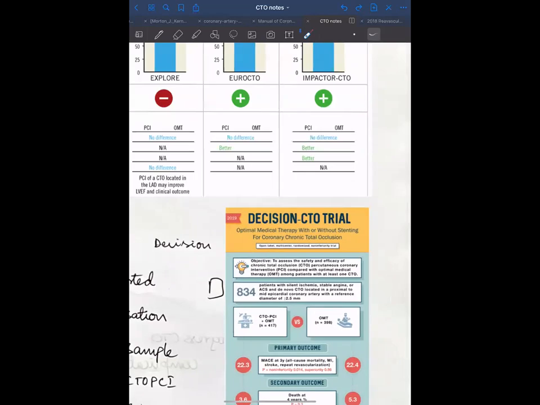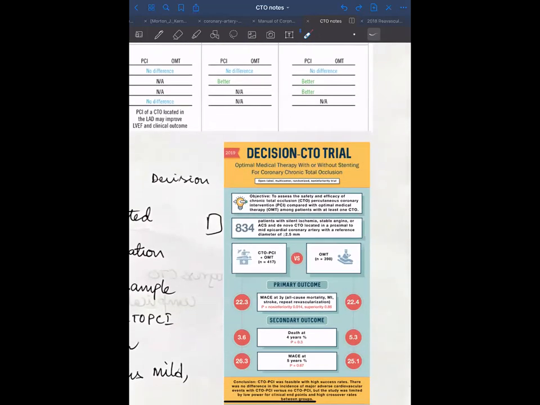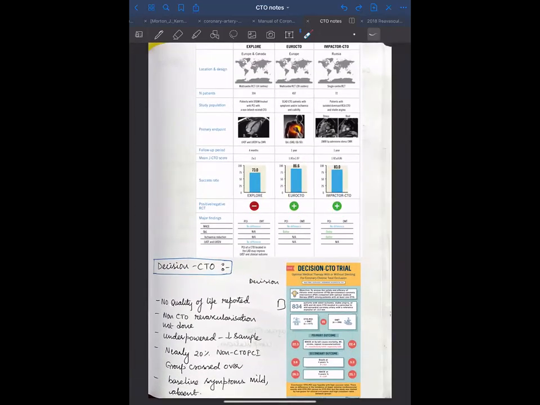So the most recent one, DECISION CTO, which came out last year, was OMT with or without stenting in CTO. Again, this initially planned to recruit around 1,000 odd, but ended up recruiting only 890 odd patients. And there are a lot of shortcomings. It was a negative trial, to be short. They did not look at quality of life. They looked at only MACE, and MACE, as we all know, showed no difference.